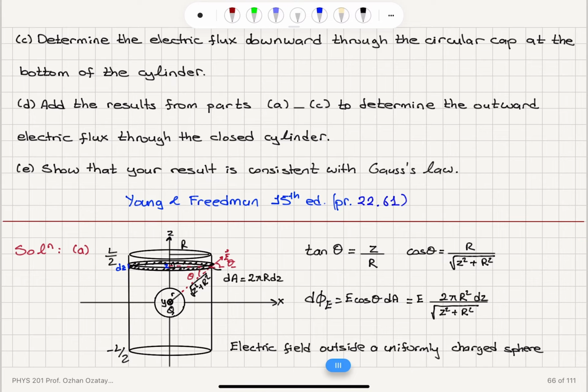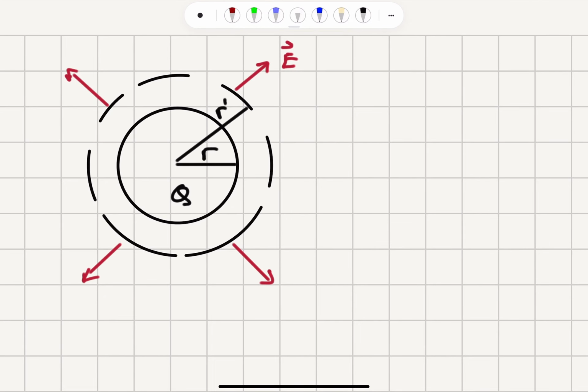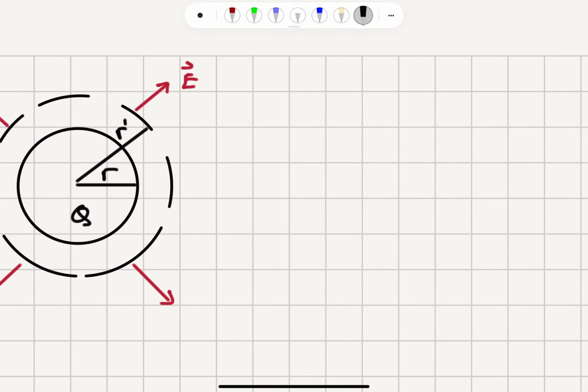Okay, so in order to do this calculation, we take a Gaussian surface, a spherical surface with radius r prime greater than r, the radius of this sphere. This sphere carries a total charge Q, and the electric field lines are pointing radially outward. Now, writing Gauss law, the closed surface integral of E dot dA, the net flux through this Gaussian surface, is equal to the charge enclosed by this surface divided by permittivity of free space.